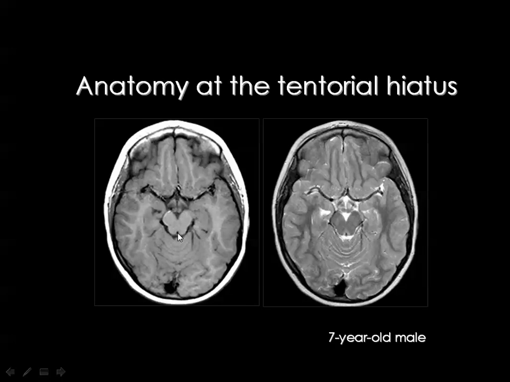You know that the aqueduct of Sylvius connects the end of the fourth ventricle to the third ventricle. Then this is the aqueduct of Sylvius, and this is the midbrain. And the anterior part of the midbrain here is known as the cerebral peduncle. And you have three cerebellar peduncles and one cerebral peduncle. This is the cerebral peduncle. Then this V-like CSF space is known as the interpeduncular cistern.